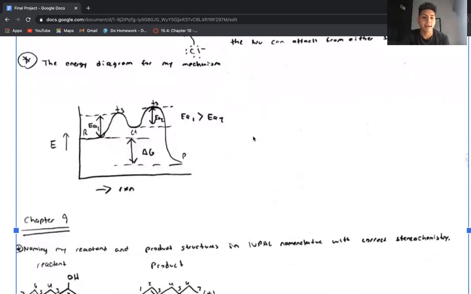And here's a demonstration of my energy diagram for my mechanism. So this will match my mechanism.